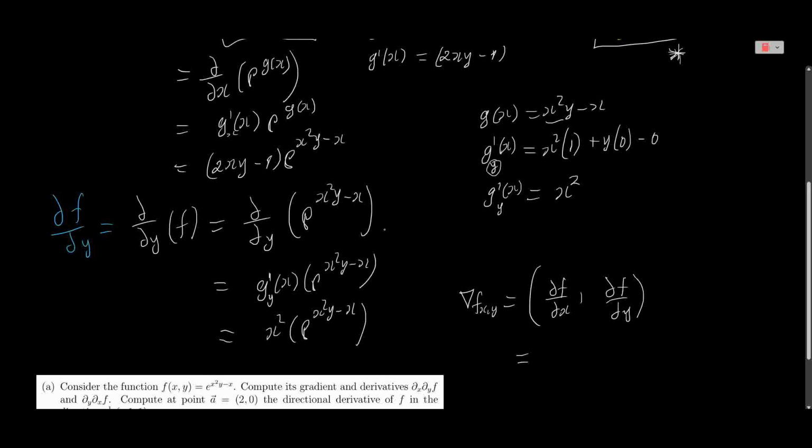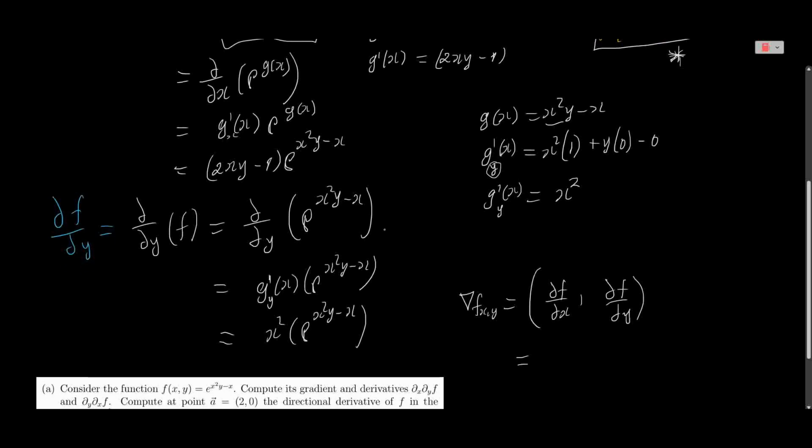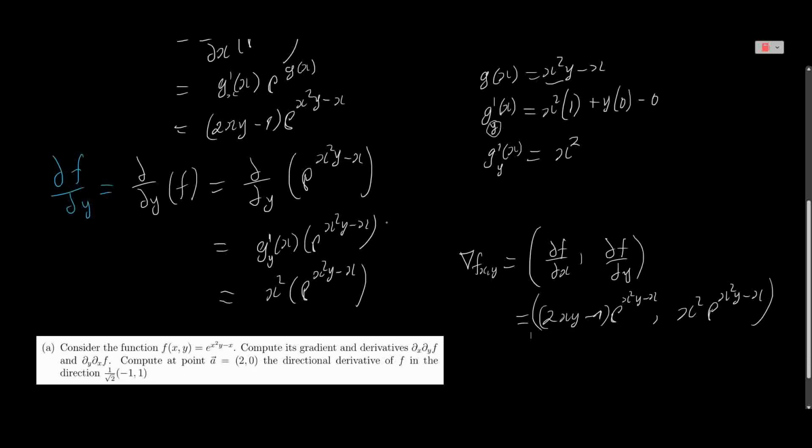And we already calculated and saw that the first part with respect to x was 2xy minus 1 multiplied by e raised to the power x squared y minus x, comma, then the partial derivative of f with respect to y is what we just calculated, x squared e raised to the power x squared y minus x. So this is our gradient. So that is the gradient of our function.